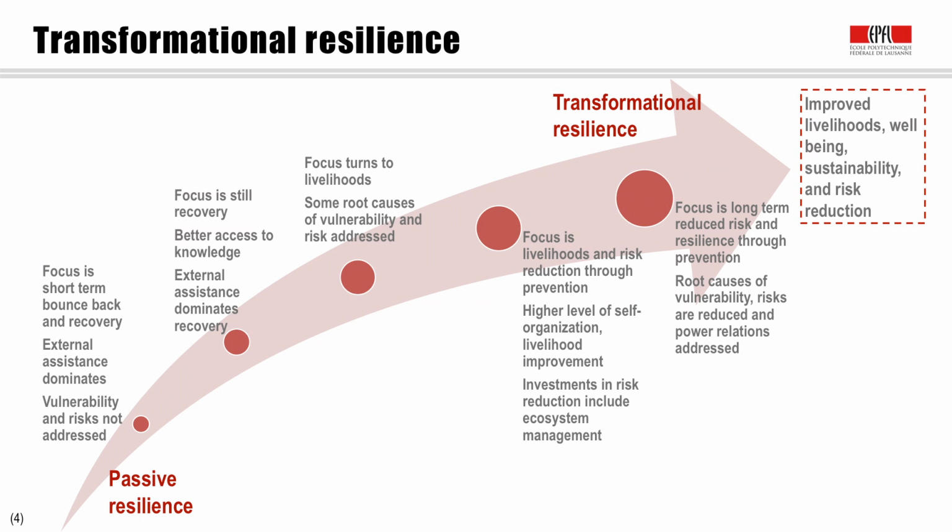As we saw, there are different levels of resilience. A term that should be mentioned when discussing these different levels is transformational resilience. According to Dr. Karen Sudmeyer, a specialist on ecosystem-based disaster risk reduction, whom you will also meet in this MOOC, we need to distinguish between passive resilience, where the focus is on short-term bounce back and recovery, to a more active and transformational resilience, where the focus is on the long-term reduced risk and resilience through prevention. Root causes of vulnerability and risks are reduced and power relations are addressed. Overall, transformational resilience is a path towards improved livelihoods, well-being, risk reduction, and ultimately, sustainable development.